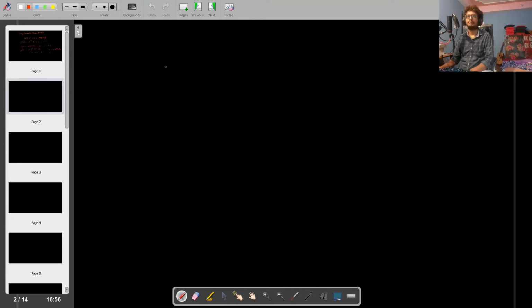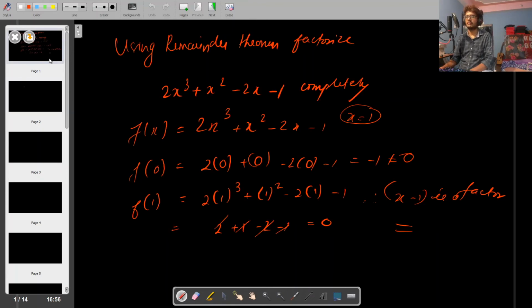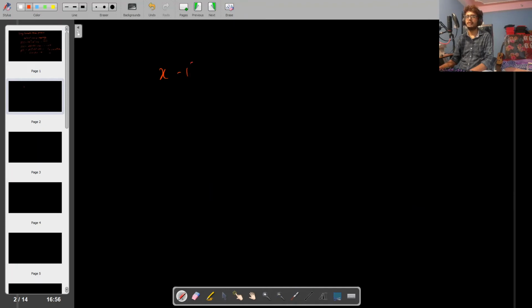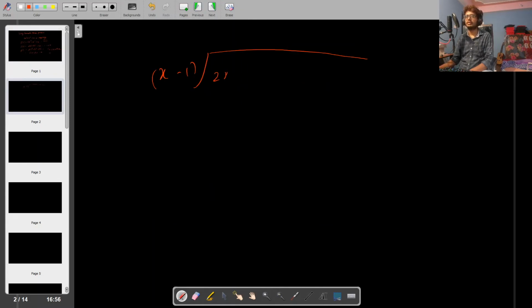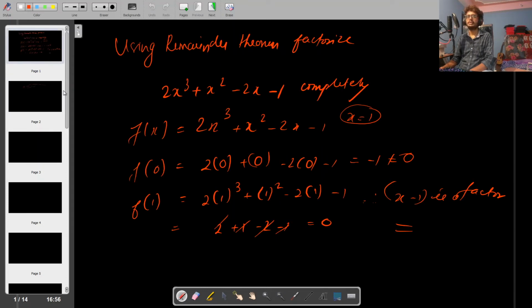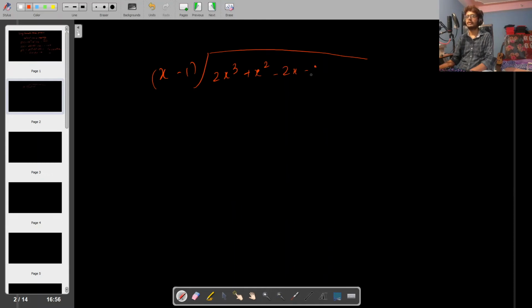Second part, how do you do it? We know x minus 1 is a factor. So we divide the equation, 2x cube plus x square minus 2x minus 1, by the factor. Do the simple long division method. x multiplied by what will give 2x cube? That is 2x square. 2x square into x is 2x cube, minus 2x square. So this will be 0. This will be positive, so it will be 3x square, and minus 2x comes down here.